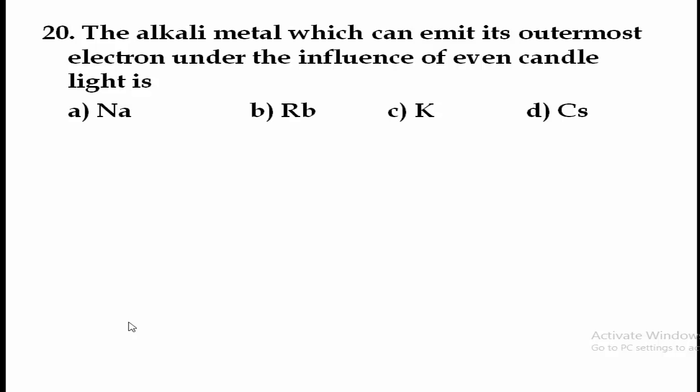As you know, the energy required to remove the electron from the outermost shell is said to be ionization energy. Among these four, the element having the lowest ionization energy is cesium. That means it requires a very small amount of heat energy to remove the electron from the outermost shell. Thus, option D is the right answer. It means even by using candlelight, we can remove the electron from the outermost shell in the case of cesium.